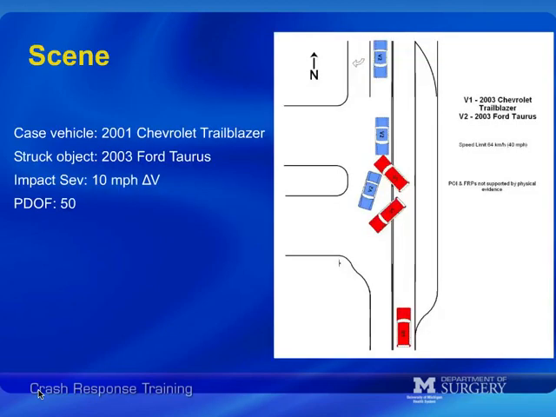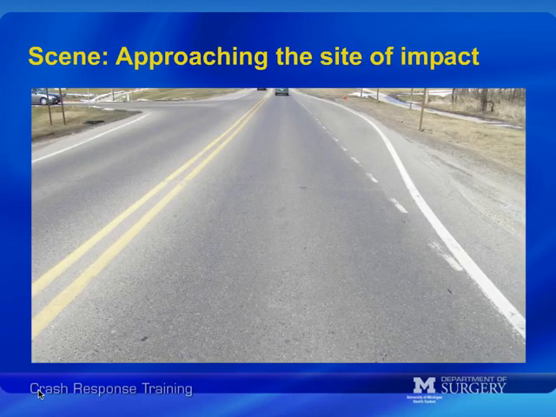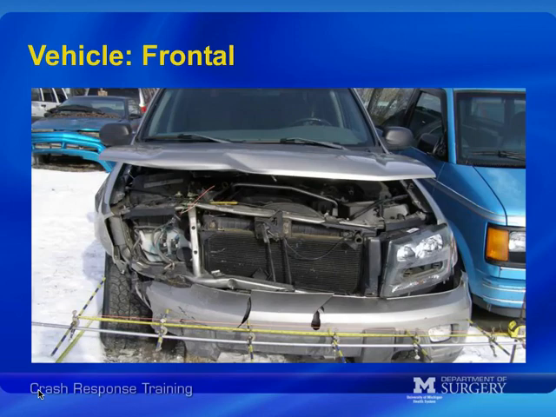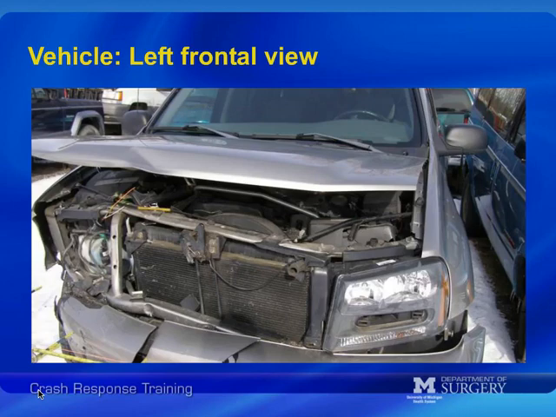The driver of our case vehicle here, a 2001 Chevrolet Trailblazer, in red, was attempting a left turn into a driveway. He misjudged the distance, and Vehicle 2, in blue, struck his vehicle in an offset frontal manner. This is the approach to the impact. And the impact site with that driveway just to the left of the slide. Approximately 50% of the front end of the vehicle was engaged. Overall damage was rated as moderate with a delta V of 10 miles per hour.